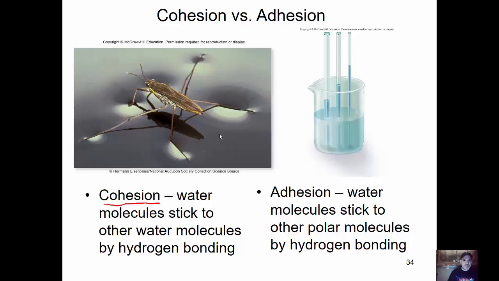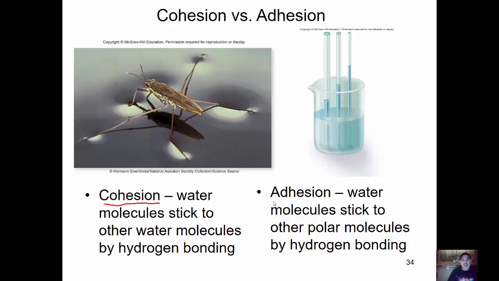This creates what's called a surface tension, or a force. And since the water strider is relatively light and has these relatively large feet, it can actually walk on top of the water because of the water molecules sticking to each other, forming this sort of a skin due to the forces between the water molecules.